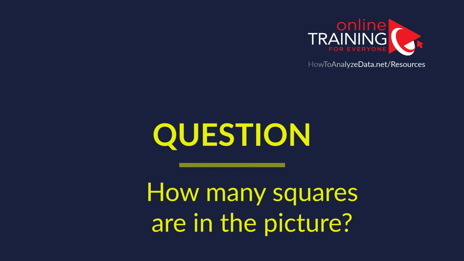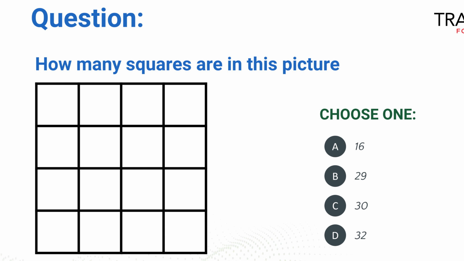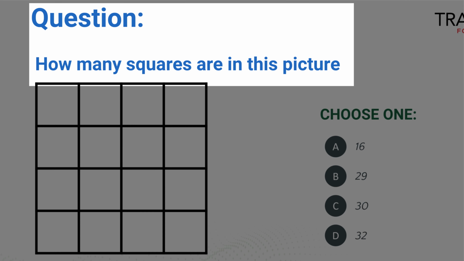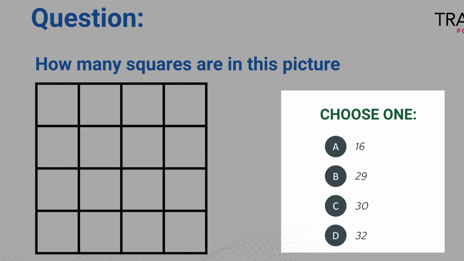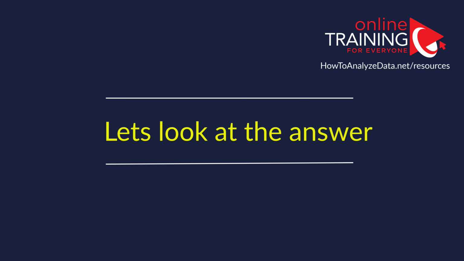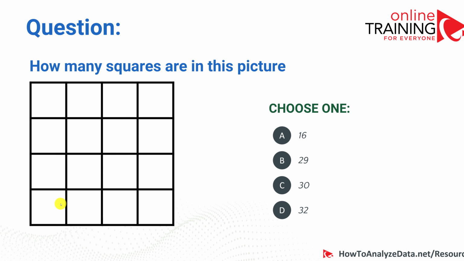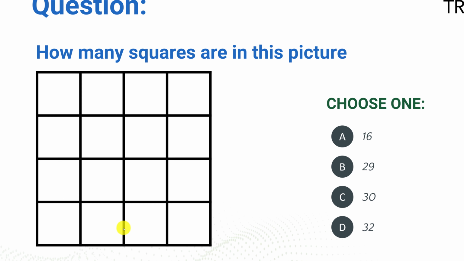And now let's look at the question which confused tons of people during the test. How many squares are in this picture? And you have choices of 16, 29, 30, and 32. Which one do you think is right? The confusion part of this question comes with the fact that squares are not only the small squares that are shown in the picture. So if you do only small squares, the answer would be 16.